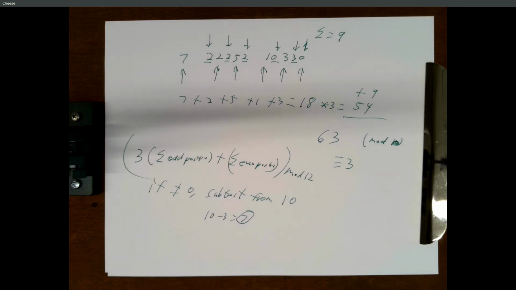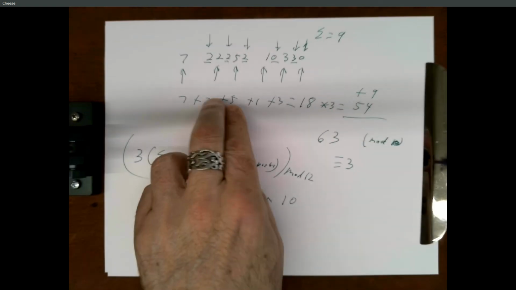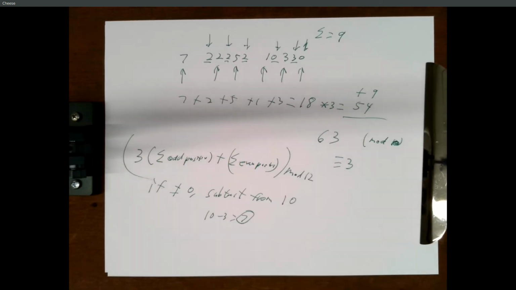So add up 3 times the digits in the odd positions, add up the digits in the even positions, reduce modulo 10, and then subtract from 10 if it's not equal to 0. That's your check digit. And if you transpose 2 digits, this one will get multiplied by 3 and that one will get multiplied by 1 instead of the other way around, and it should detect that.